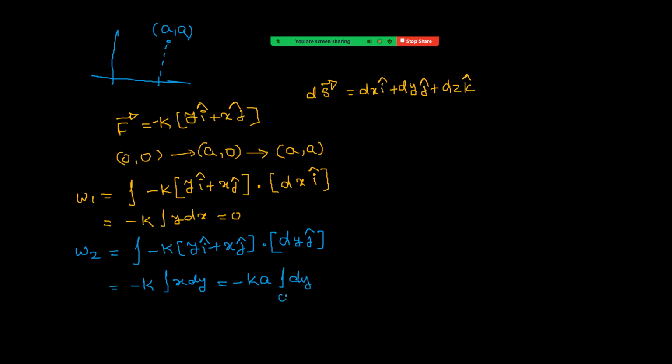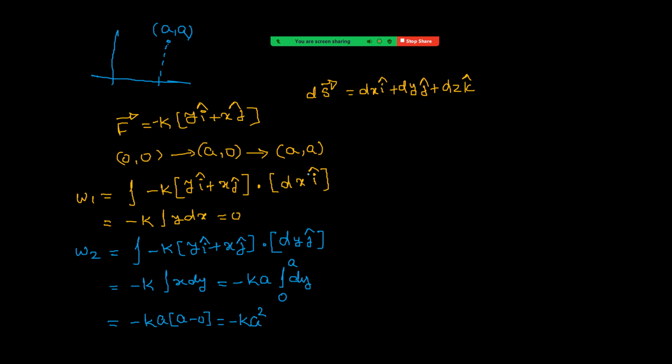So the y value changes from 0 up to a. At this point, the y value is 0. Finally, the y value is a. Then that is equal to minus ka, integration of dy, that becomes y. Now take limits, a minus 0. So this becomes minus ka square. So this is one way of solving the problem.